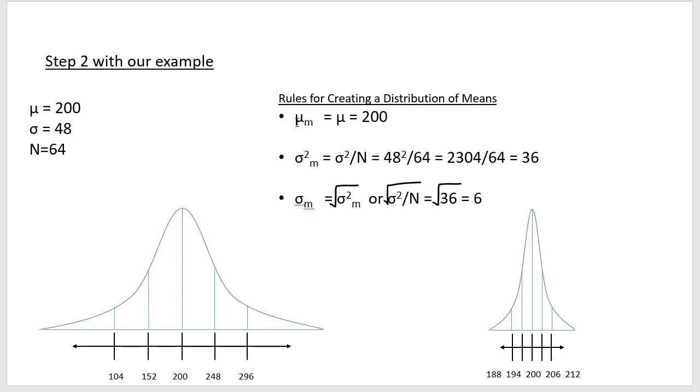The rule for creating the distribution of means is pretty straightforward. The mean of the distribution of means is equal to the mean of the population, which is equal to 200. So we can plot the mean of our distribution of means.